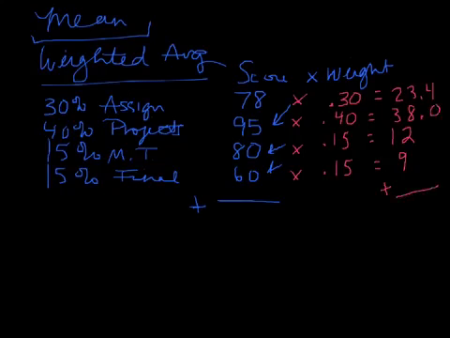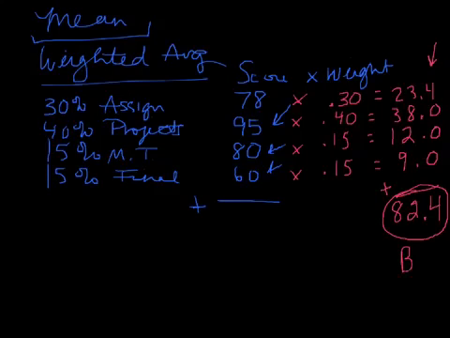Okay, so when you're adding with decimals, you've got to line up your decimal points. Okay, I don't have anything to the right of any of those decimals, but since the first one does, you add that column together, and you get 82.4. That would be that student's final grade, and in this, according to my syllabus, that's a B.